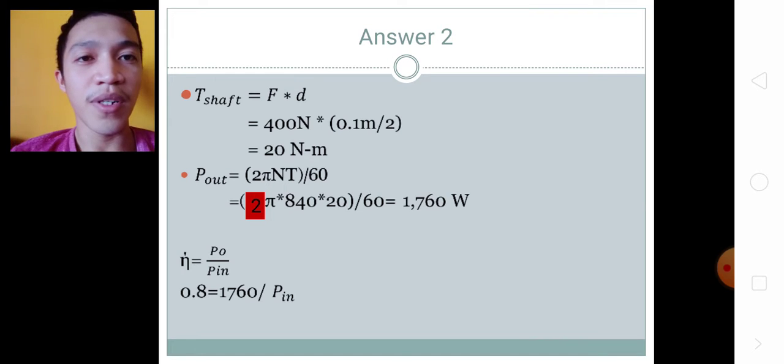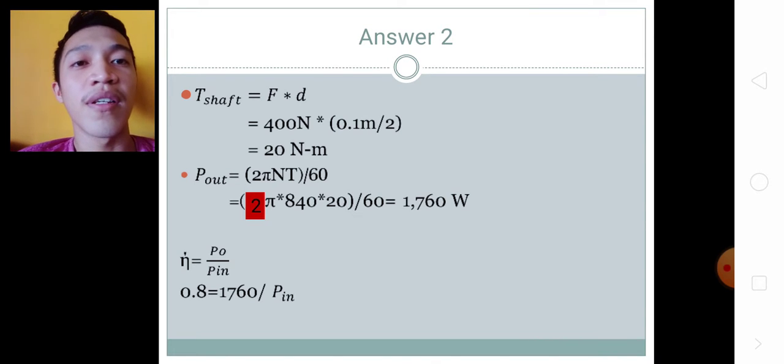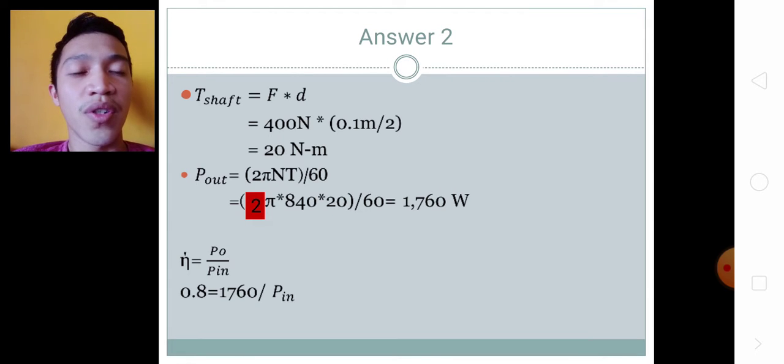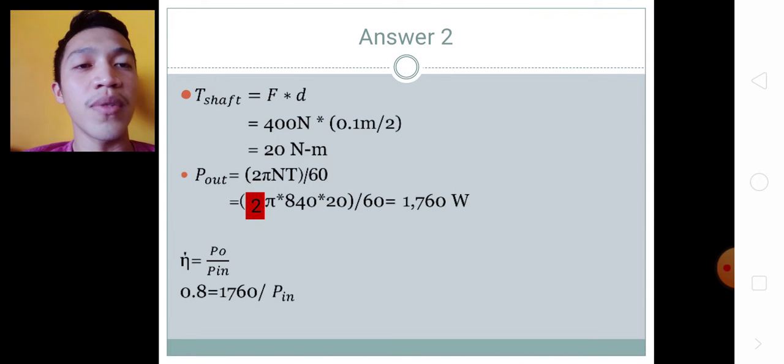Now we have the formula T is equals to force times D, and our force is already given, 400 Newton. Then our D, or the distance, we have that in radius, and since our given is in diameter and it's in centimeters, we convert that first to meters. So 10 centimeters is equals to 0.1 meter. Then convert that to radius. We simply divide that by 2. We should have 0.05. Then multiply by 400. Then we get 200 Newton meter.